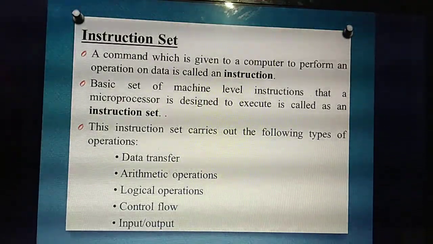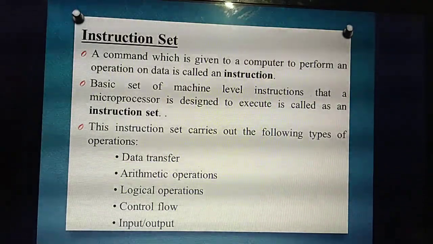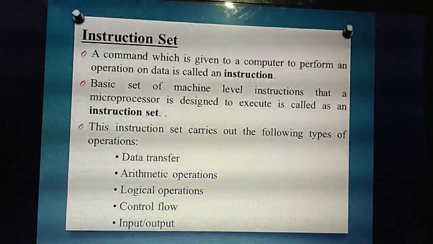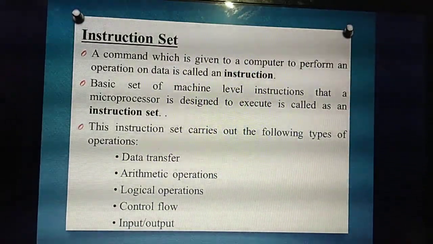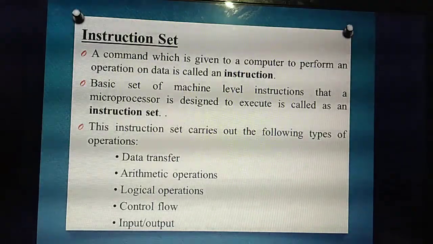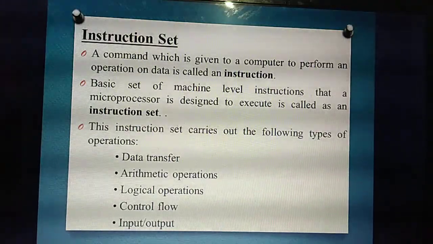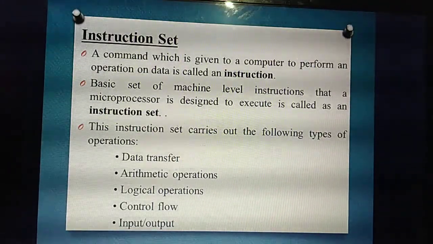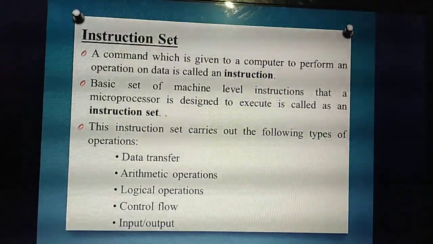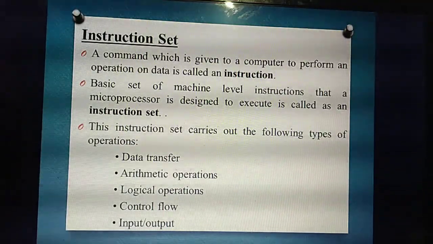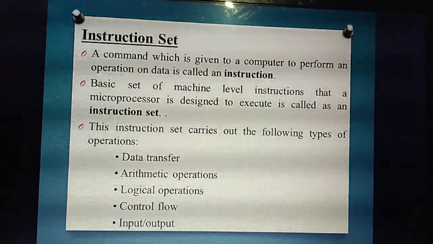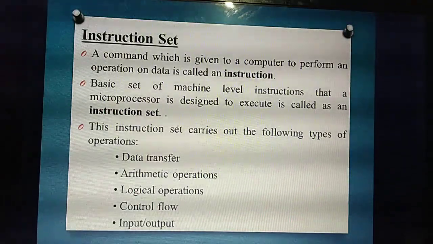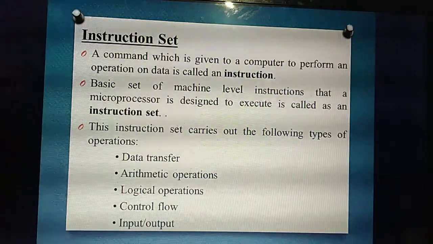That command needs to be taken by whom? The microprocessor. That is a machine level instruction. Why machine level instruction? Now we are studying the internal components, so a machine level instruction is based on how the components need to execute or work. So a basic set of machine level instructions we are giving to the microprocessor, and the microprocessor is able to execute that particular set of instructions. That we are calling an instruction set.